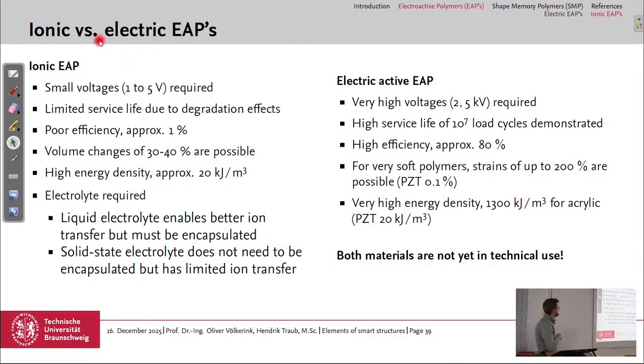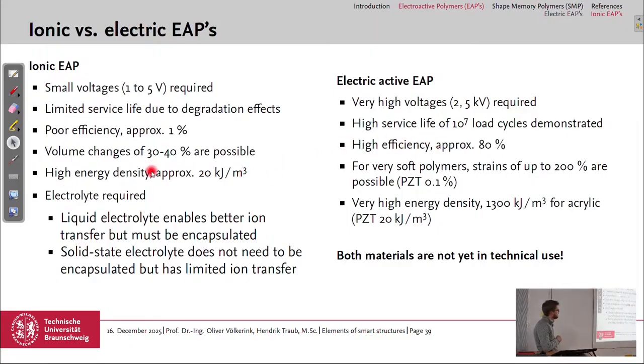If we compare ionic electroactive polymers to electric active polymers, we have here for the ionic ones small voltages, 1 to 5 volts, compared to very high voltages up to 2.5, again, not a comma but a point, 2.5 kilovolts. Here we have a limited service life due to degradation effects, and for the electroactive polymers a high service life up to 10 to the power of 7 load cycles. We have not a good efficiency in the ionic EAPs, but a high efficiency. We still have hysteresis, but a higher efficiency here with electric EAPs.